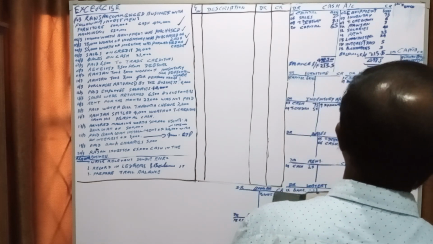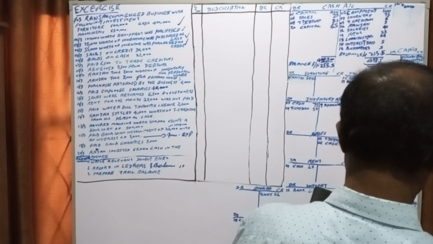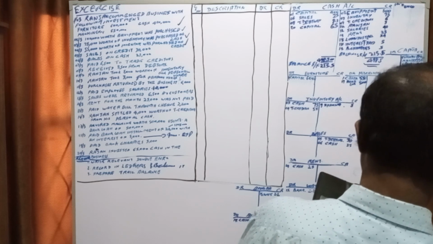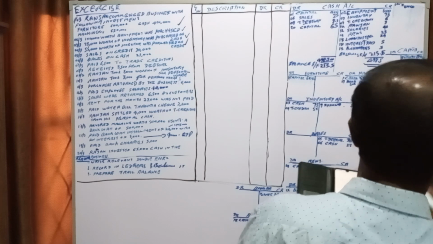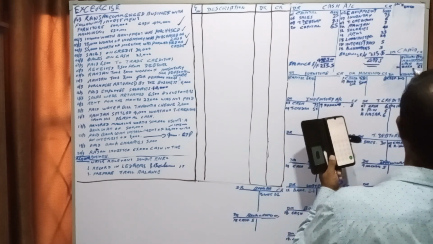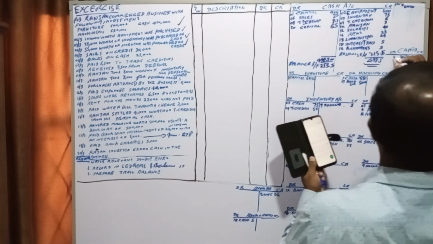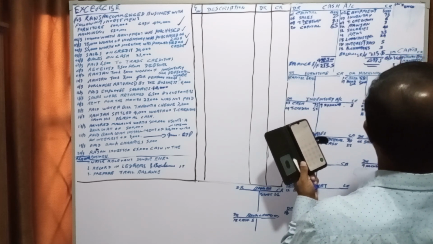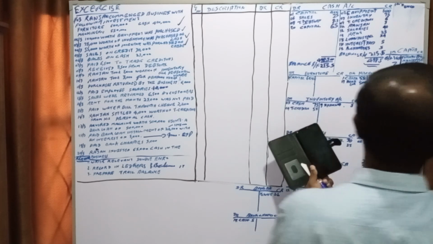So that has balanced. Then here we come to the capital account. 600,000 plus 550,000 plus 400,000 plus 65,000 is 1,615,000. 1,615,000 brought forward. 1,615,000.